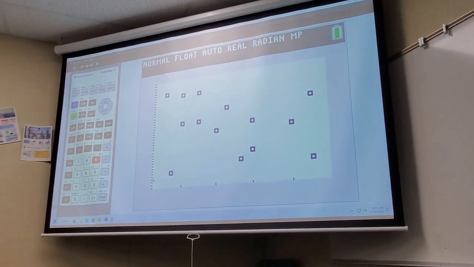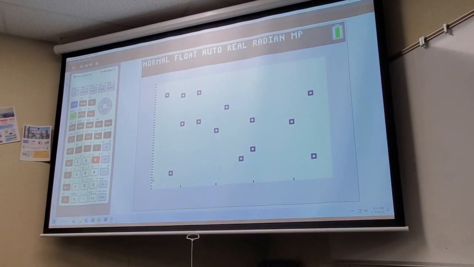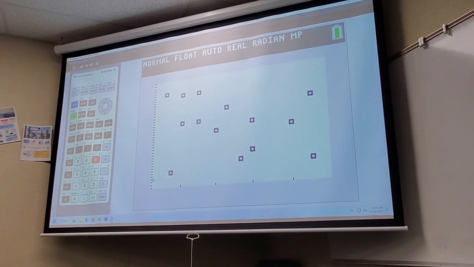So R does two things. If it's negative, the slope is negative. If it's positive, the slope is positive. But primarily it tells me the strength of the correlation, how strongly correlated. What does that mean visually?